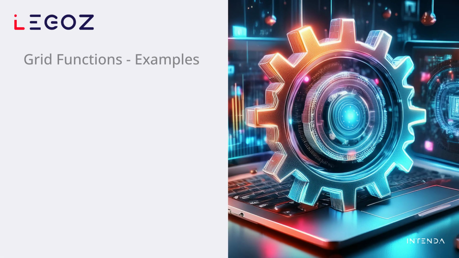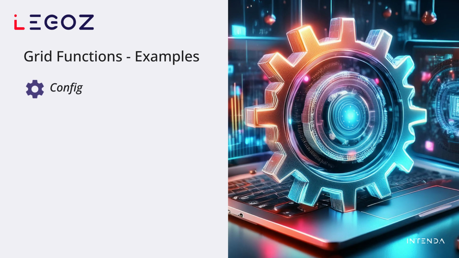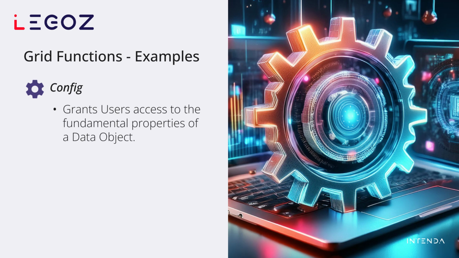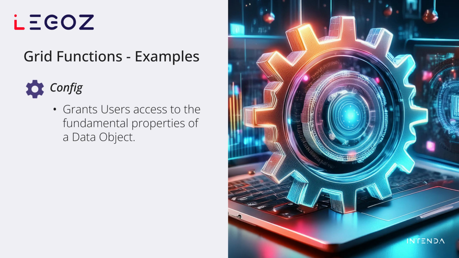Now let's discuss some examples of grid functions you might typically come across in Legoz. First, the config function, which displays a data object's fundamental properties. It offers a comprehensive view of the object, from its structural makeup to its associated development roles, enabling users to navigate objects with clarity and confidence.